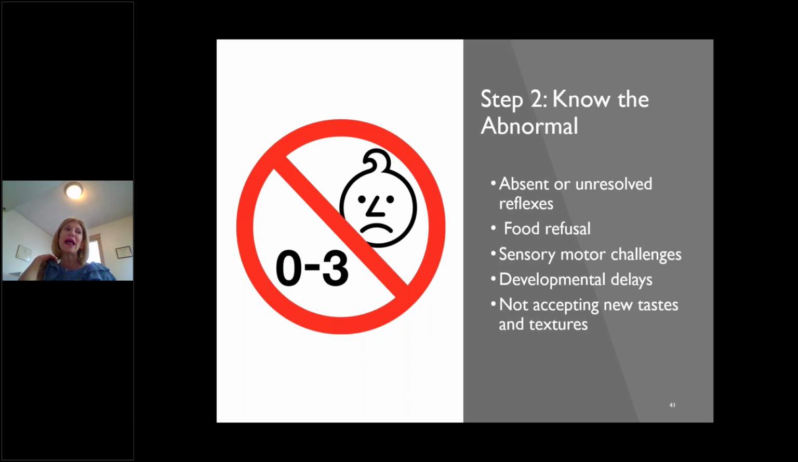Global sensory motor challenges, like babies that are too startled by sound or don't like texture, toddlers that are unwilling to play with their hands and touch different things. I often see this paired. Global developmental delays are often going to have oral dysfunction, and babies and toddlers that are really picky with their food and not accepting any new tastes and textures. I get a lot of that in my practice.